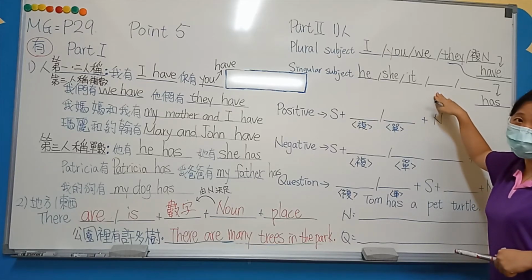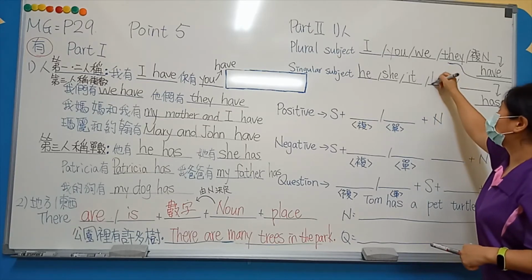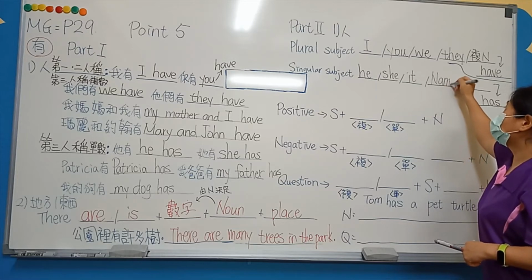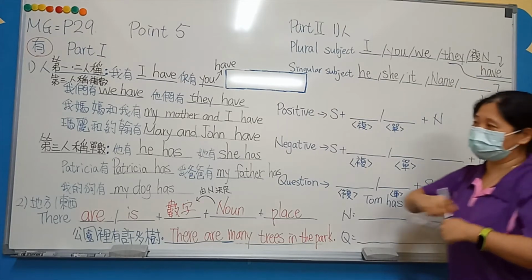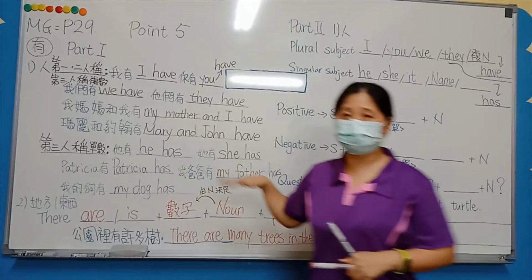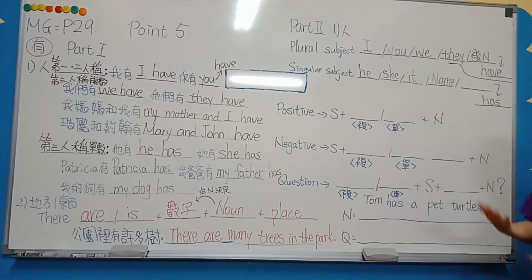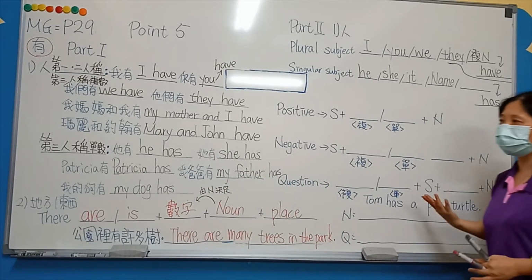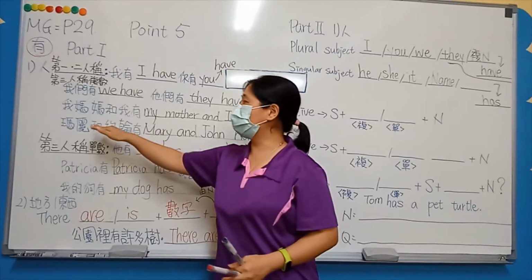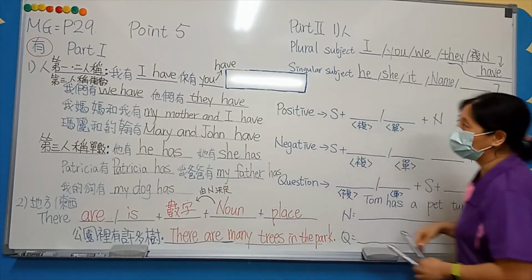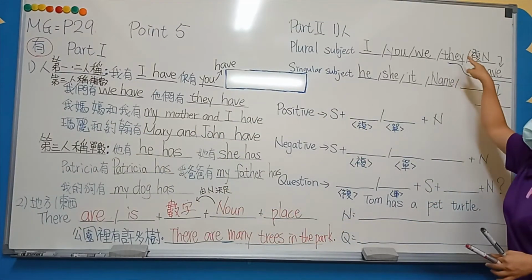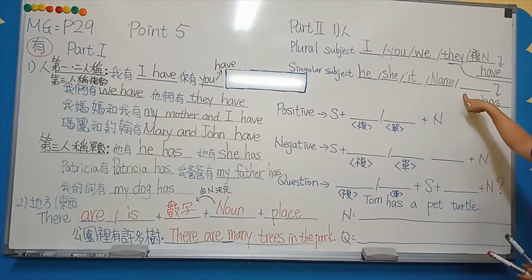Okay, this one you need to write down name. Only one name. Just like here, Patricia has Patricia. Okay? So only one name. If you have 2, that means 2 people. Okay? 2 people. No, it's for you. One name. How about the extra one?